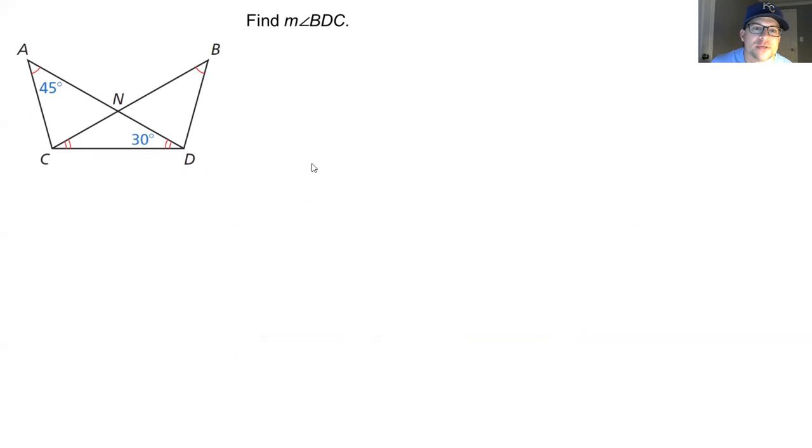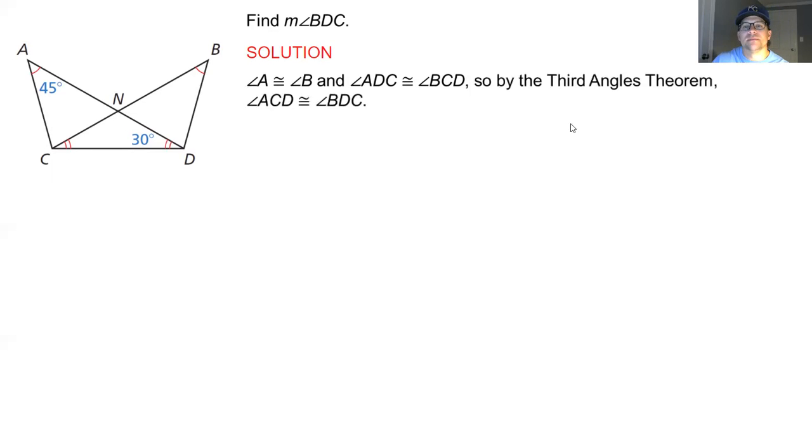All right, so finding the measure of an angle inside of an arrangement of triangles where you're given congruent parts for angles. So based on the diagram, you know that A is congruent to B, and that triangle ADC, which is this one right here, is congruent to BCD. So by the third angle theorem, you know that angle ACD, which is this larger one down here that includes both of them, and this larger one down here are going to be the same.